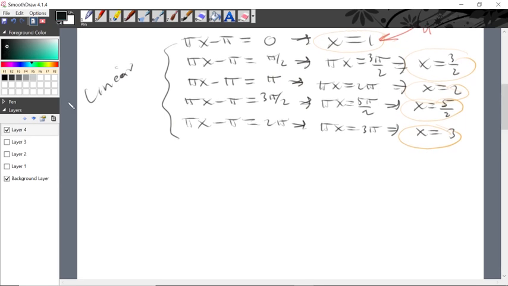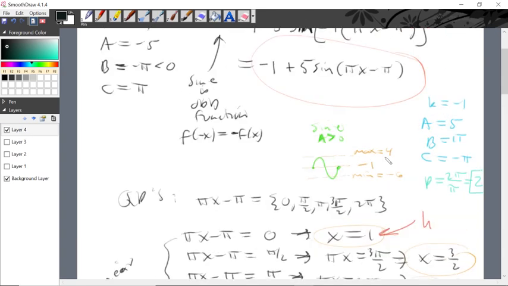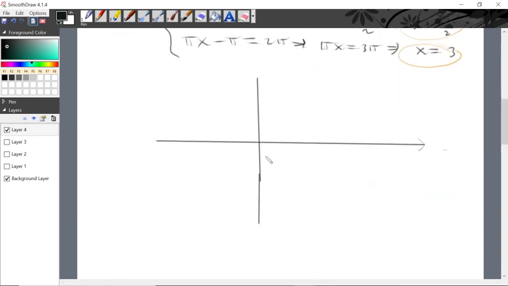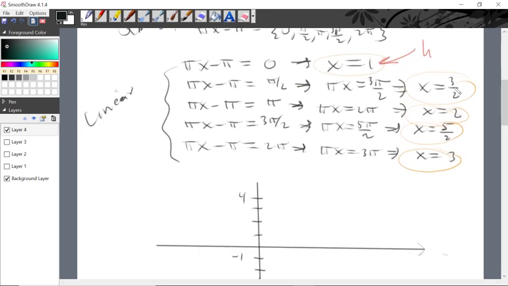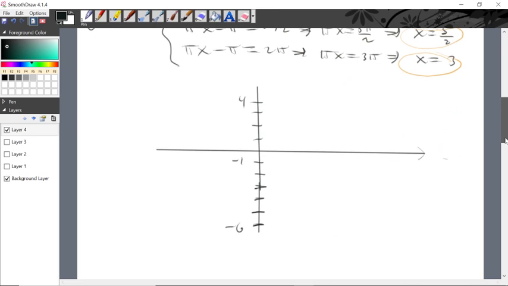Okay, so we can plot these points on the curve. Let's see. Right, so for instance, I want to go as high as y is equal to 4 and as low as y is equal to -6. So 1, 2, 3, 4, and -1, -2, -3, -4, -5, and -6. And then this is -1 right here where we would find equilibrium. And the x values are going to be at 1, 1.5, 2, 2.5, and 3.